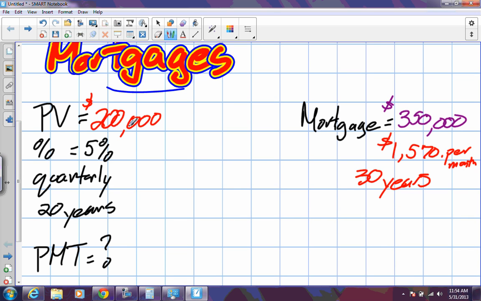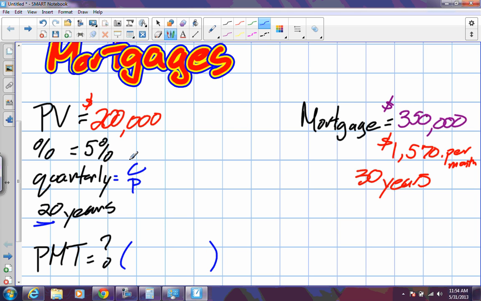I want you guys to calculate for us if our present value is $200,000 and we have a bank account that gives us 5% interest. It compounds quarterly, which means our regular payments are going to be quarterly also. Okay, so compounding and payments will both be quarterly. And we're going to go over the course of 20 years. How much money are we going to be able to take out every quarter for 20 years?